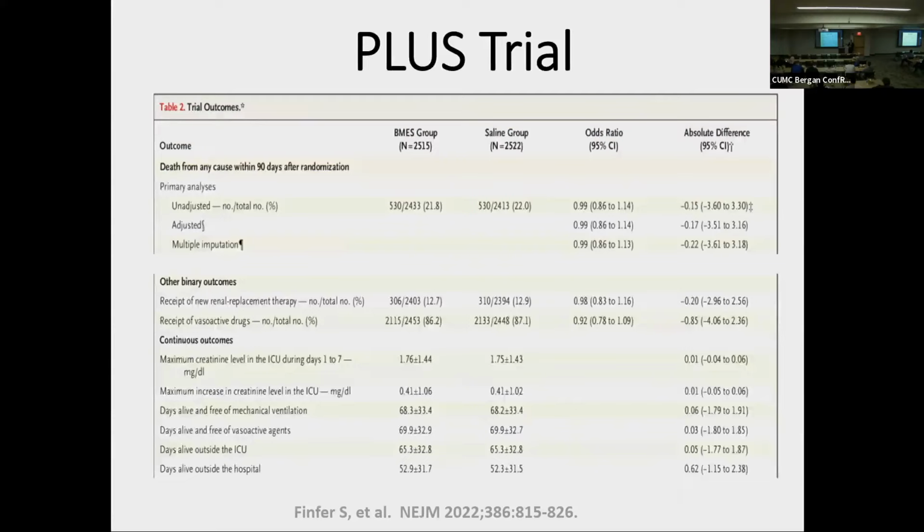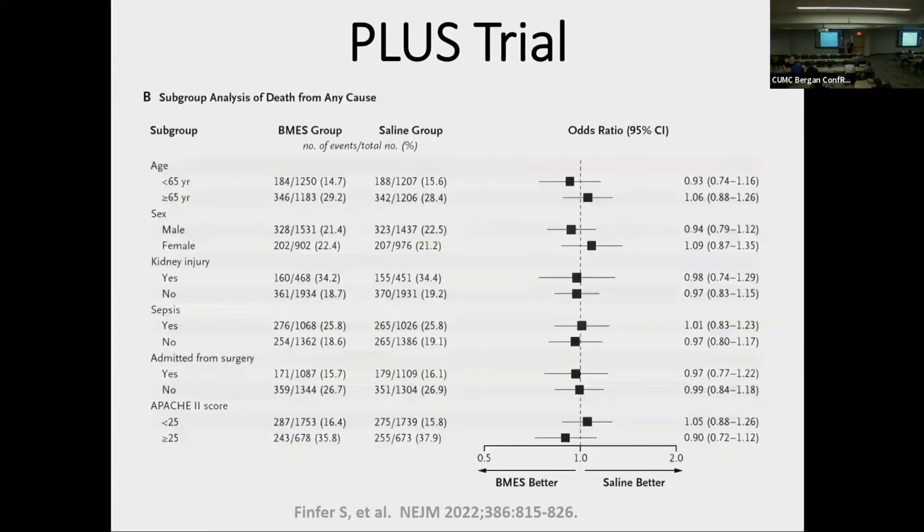No difference in any of these: 90 days, any renal thing, any creatinine, ventilation, anything that you can look at, no difference. When you look at their subgroups, there's a sepsis subgroup. It's about spot on one for an odds ratio that you can get between the two groups.